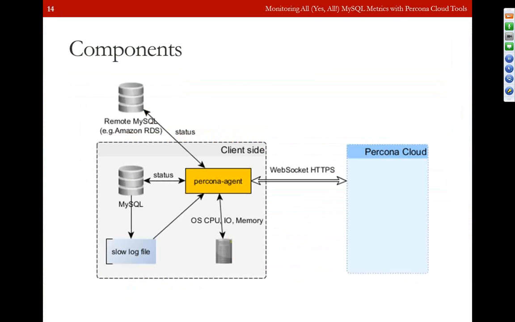And with this little diagram, I tried to explain graphically how it works. So again, Percona-agent runs on a local machine and connects to MySQL to get status and variables, and it reads operating system related metrics. It also analyzes the MySQL slow log to provide information about queries. Again, I refer to my first webinar, how to analyze MySQL queries, for more details. And like I said, we are able to connect to a remote MySQL instance without the need to run the agent locally on that instance. And to connect to Percona Cloud, we use a WebSocket HTTPS connection.